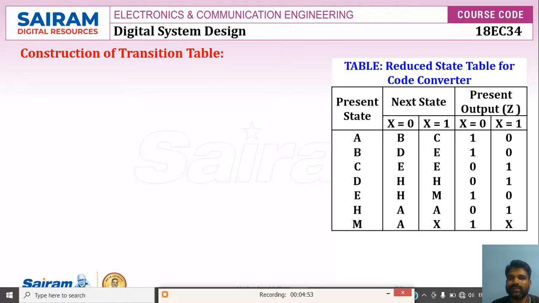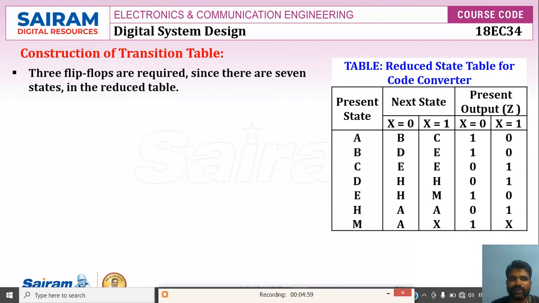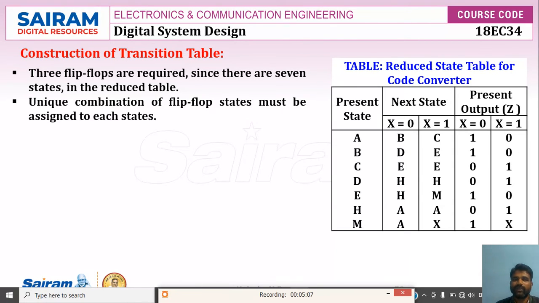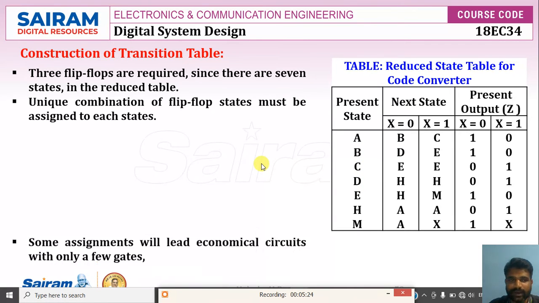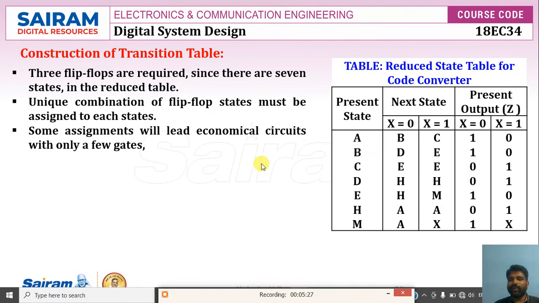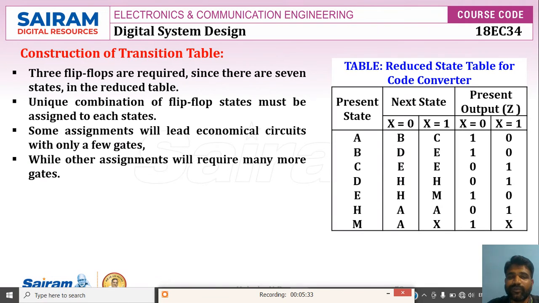For this reduced state table, we construct the transition table. So here 3 flip-flops are required because a total of 7 states are there. So a minimum of 3 flip-flops are required in the reduced state table. Here a unique combination of flip-flop states must be assigned to each state. I mean, for A you need to assign one unique combination of flip-flop states, and likewise for B1, C1 and so on.